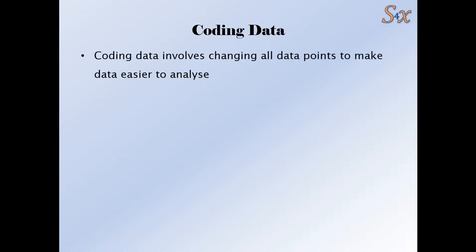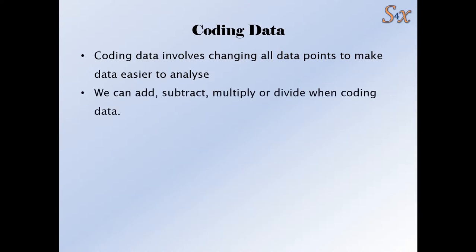So we're going to move on to coding data now. Why do we bother coding data, and what is it? Well, when we code data, it's normally to make data slightly easier to analyze, and we're making changes to all the individual data points. So we're either adding, subtracting, multiplying, or dividing by some constant number, or we might be doing several of those. It might be, say, adding and multiplying to change all the data points.